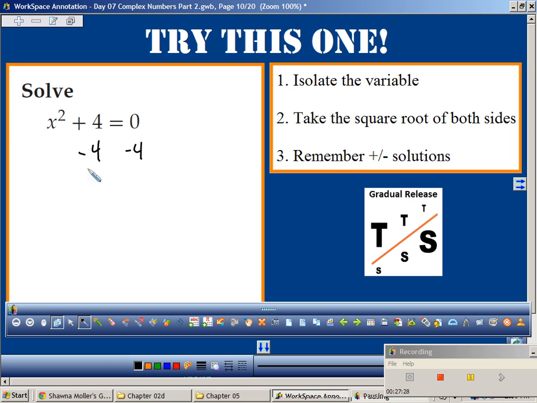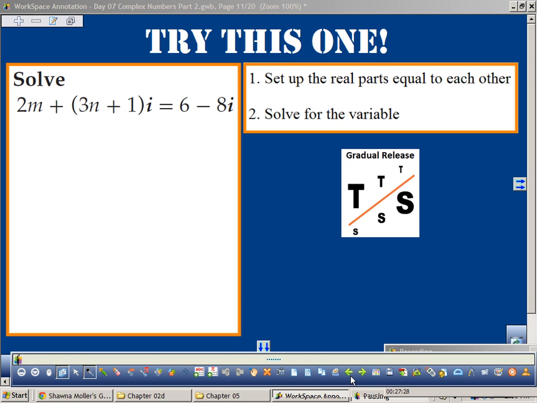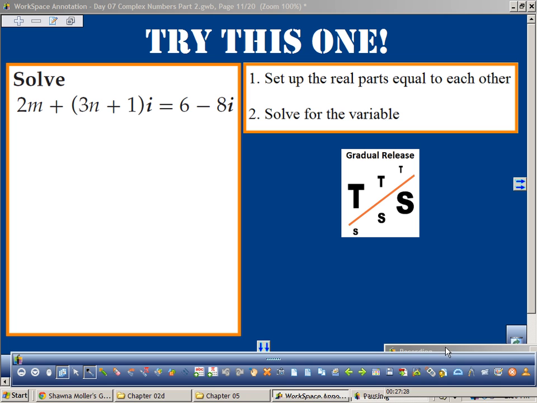Subtract 4 from both sides, and you get x squared equals negative 4. Take the square root of both sides, and you get x equals plus or minus 2i. Questions on that one? This one's a little bit harder. Do this one.